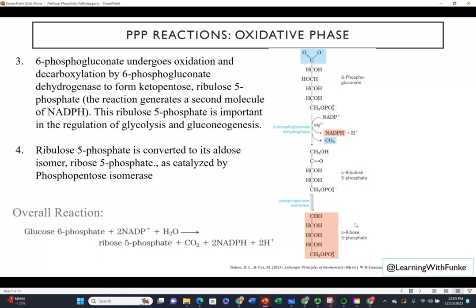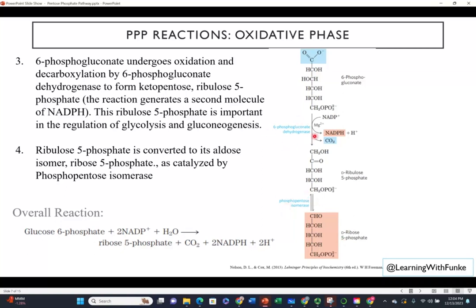Then we convert it to its isomer. Remember how we talked about isomerization reactions? So it's just a rearrangement. We're going from ribulose 5-phosphate, a 5-carbon sugar, to another 5-carbon sugar, its isomer, which is an aldose, ribose 5-phosphate. And this is catalyzed by phosphopentose isomerase.